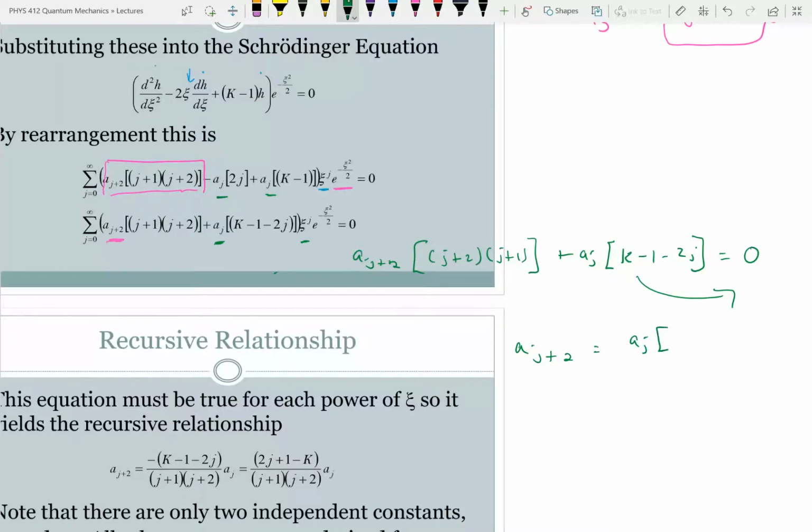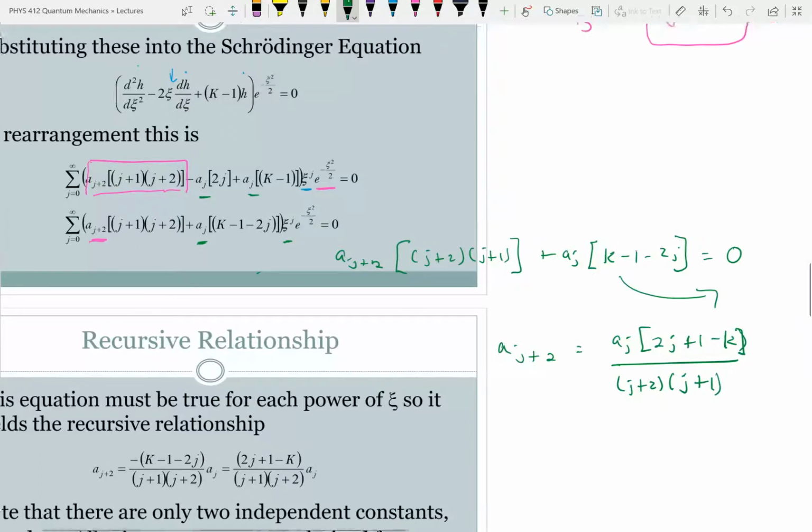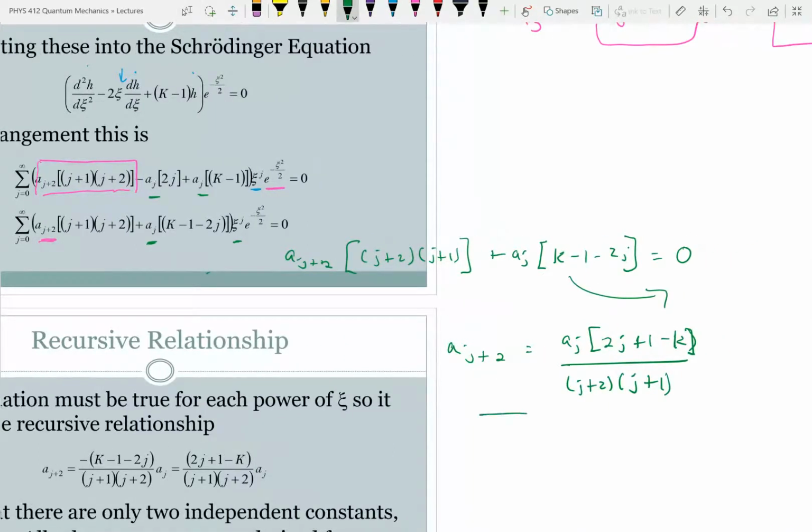Change the signs of everything. So 2j plus 1 minus k, and then divide by what I had on the other side. So that is an equation that has to be true if I'm going to have a solution. So now I have an equation that allows me to relate the a's for each level.